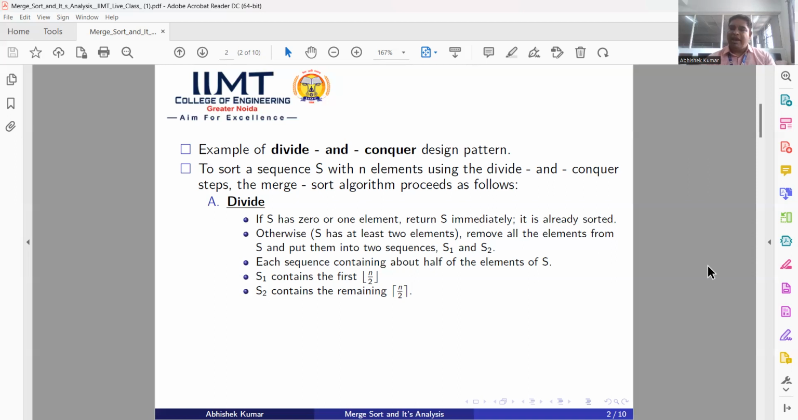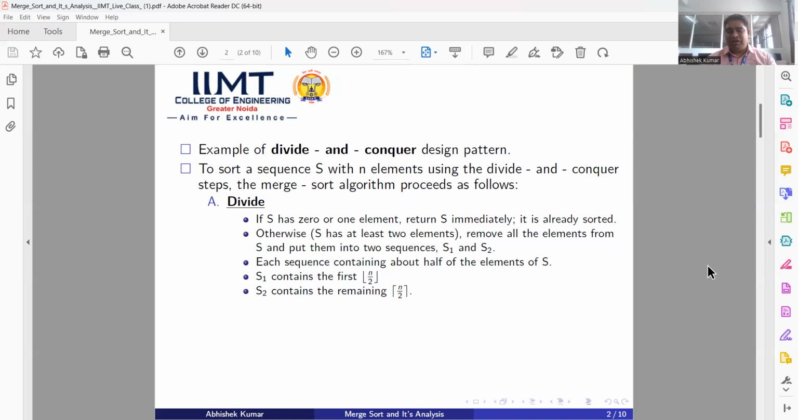After that, my particular sequence S will be divided into 2 different subsequences. One will be called S1 and one will be called S2. S1 will contain the elements from the lower index up to mid -1, and the second subsequence will contain the elements from mid to high -1.